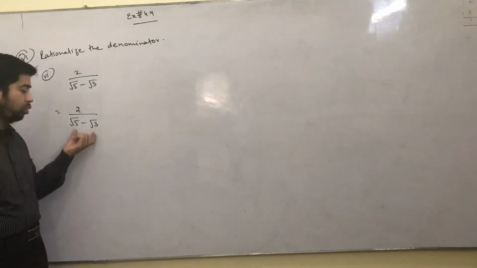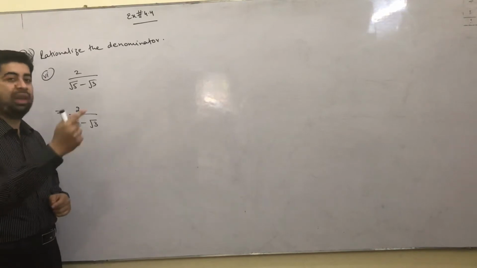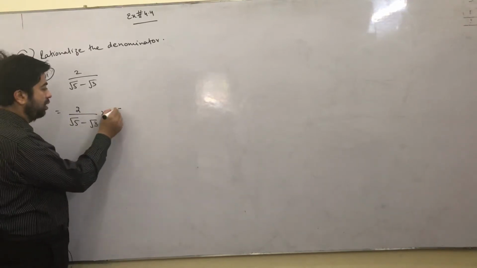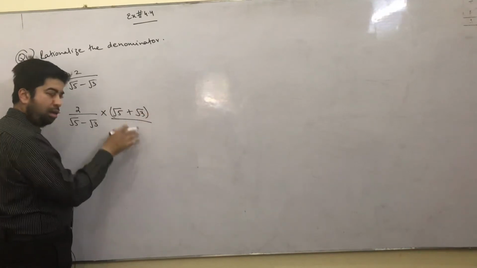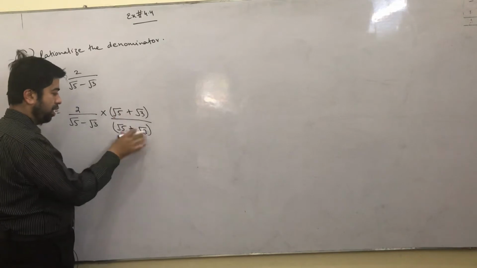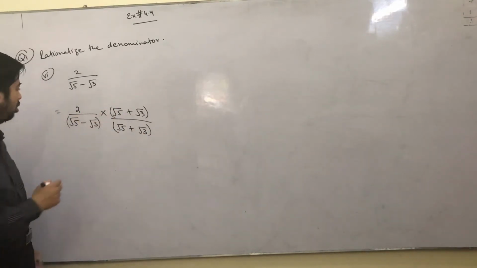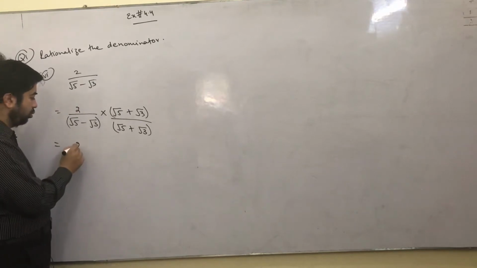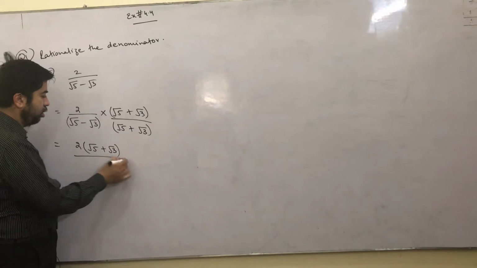Yes, you are right. Square root 5 minus square root 3, its conjugate must be square root 5 plus square root 3. So I am going to multiply with square root 5 plus square root 3 and also divide with this thing, square root 5 plus square root 3. Okay. Now you can simply write it as 2 in the bracket square root 5 plus square root 3, and the denominator.